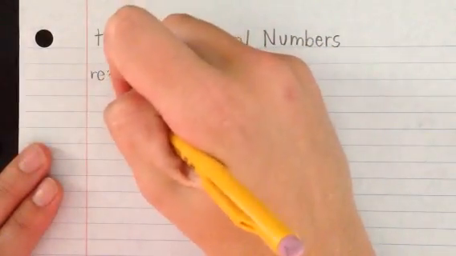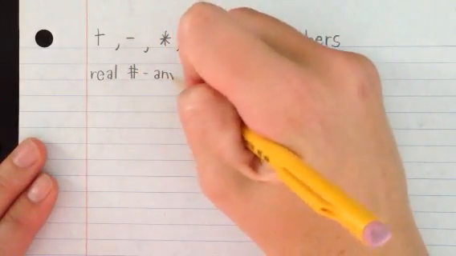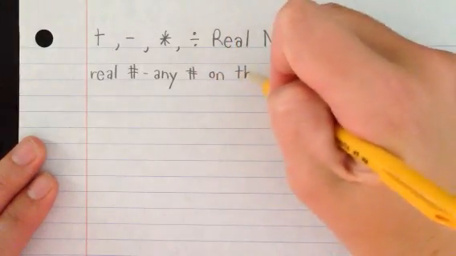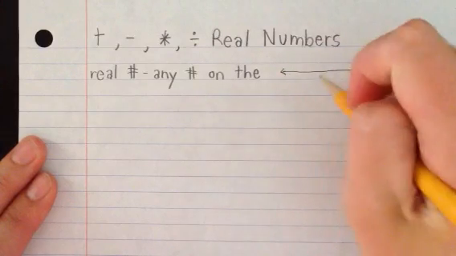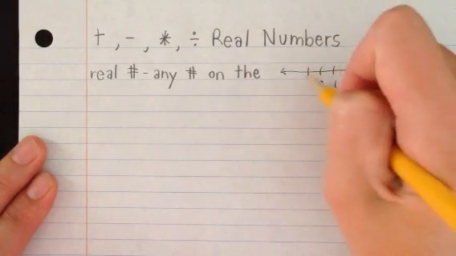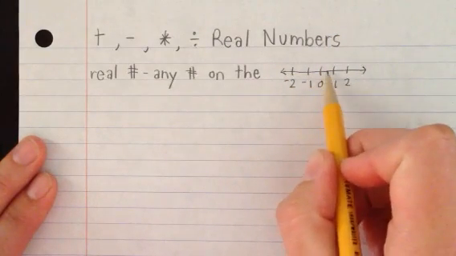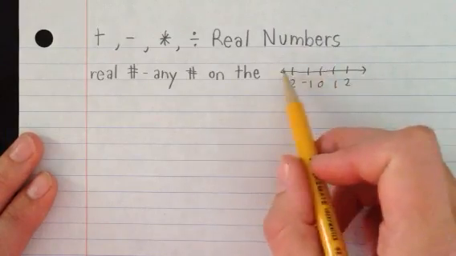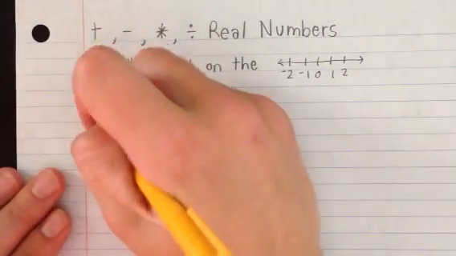A real number is any number on the, and I'm drawing a number line. So any number on the number line. And when I say any number, I'm not just talking about these whole numbers here. I'm talking about even the numbers in between, like 1/2, or you can call it 0.5. Any number on the number line anywhere is a real number.